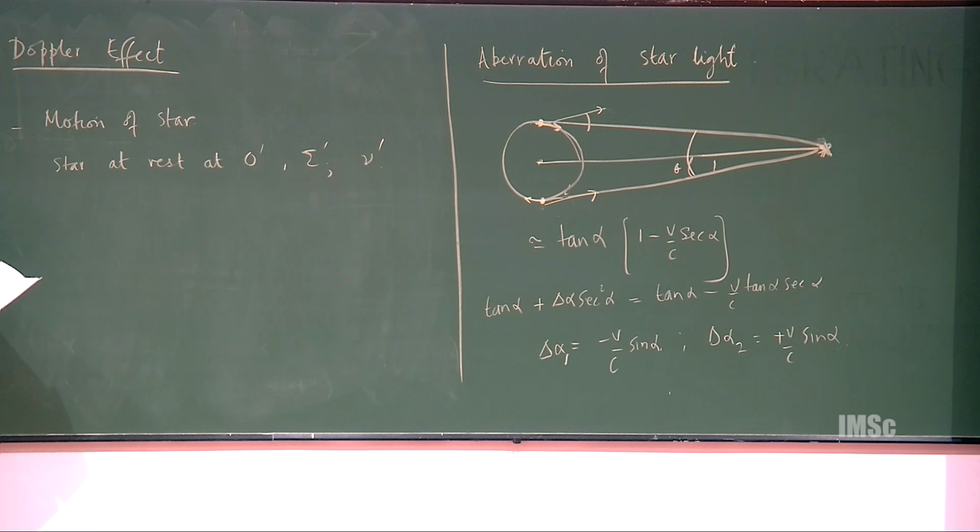In order to understand this, I don't know if I have written this. Okay, maybe I will come to it. Let me first set up the problem, then I will tell you what it is. So this star is emitting light, which we can think of as waves.